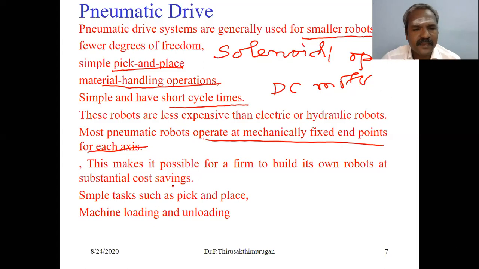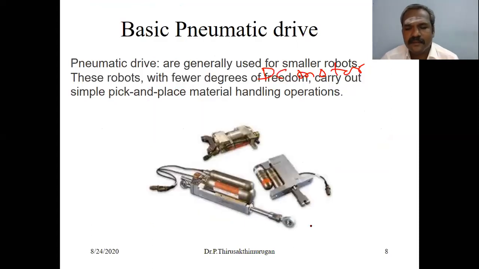Simple tasks such as pick and place we already discussed. Machine loading, these two are already covered. So these are the basic pneumatic drives. Pneumatic drives are used for smaller robots. These robots with a smaller degree of freedom carry out simple pick and place and material handling. These are all examples of pneumatic drive systems.